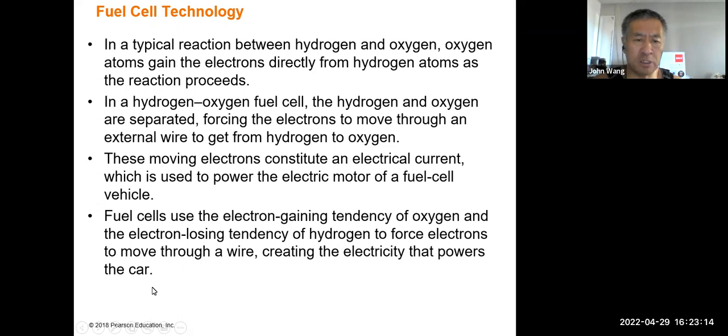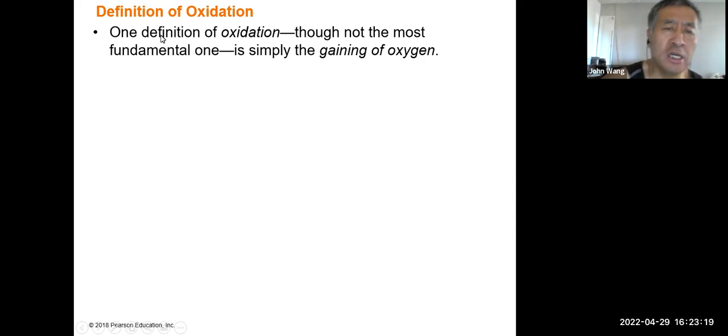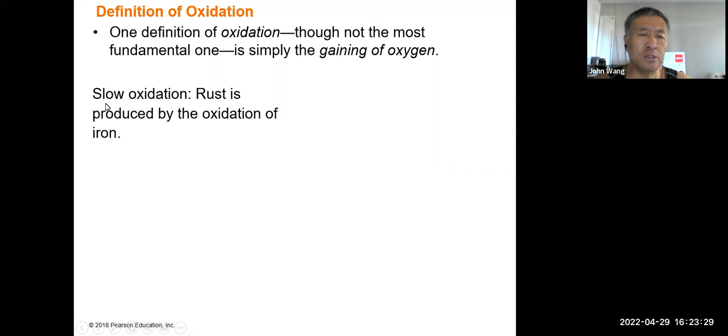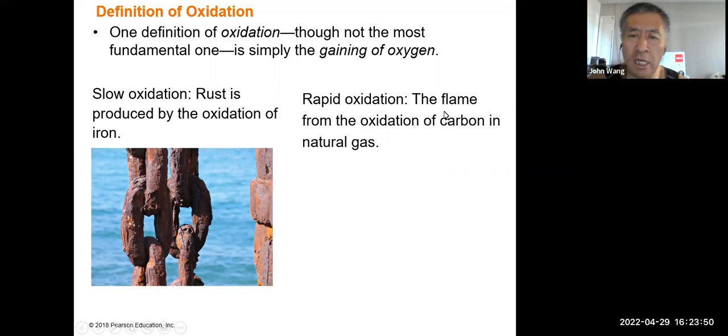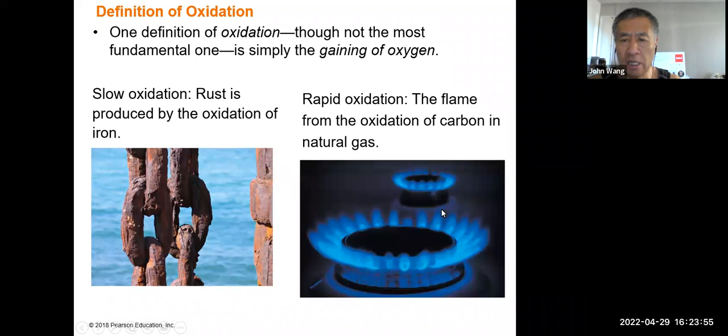One definition of oxidation, though not the most fundamental one, is simply the gaining of oxygen. An example of oxidation is the rusting process of some metals. Rust is produced by the oxidation of iron, or Fe. Here the picture shows the rusting of some iron metal. Rapid oxidation is the flame from the oxidation of carbon in natural gas. When you light and burn the natural gas, that is very rapid oxidation.